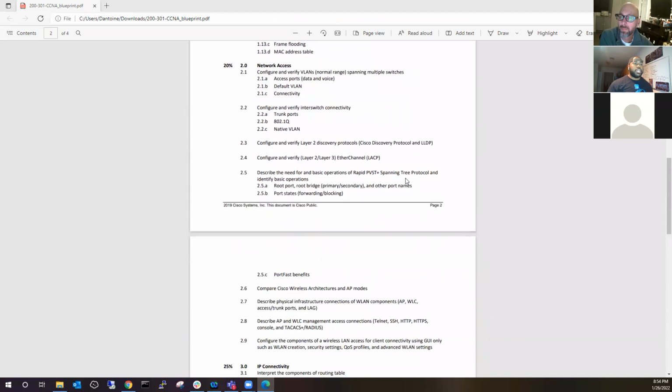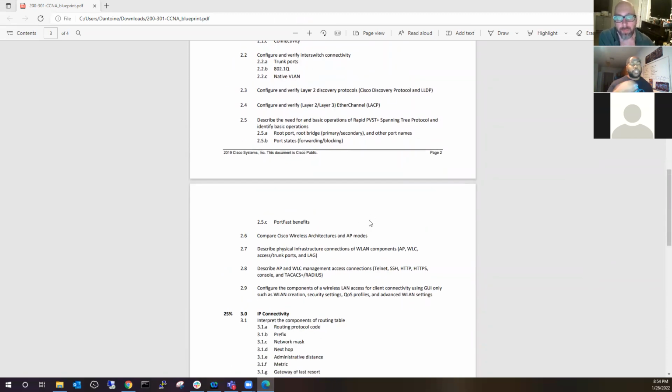Since we're on Layer 2, let's go ahead and do 2.5, spanning tree. Perfect. Let's talk about spanning tree. Tell me about the different port states and roles in PVST.